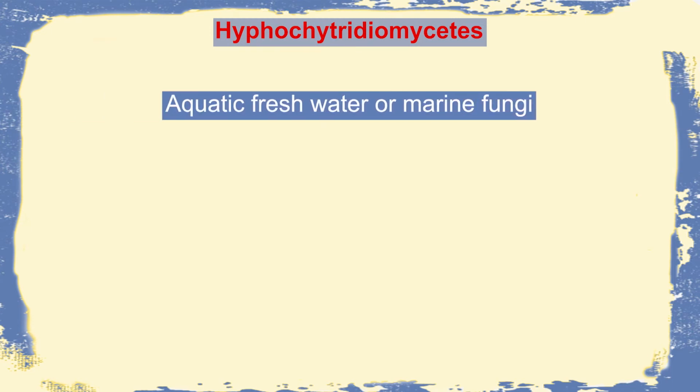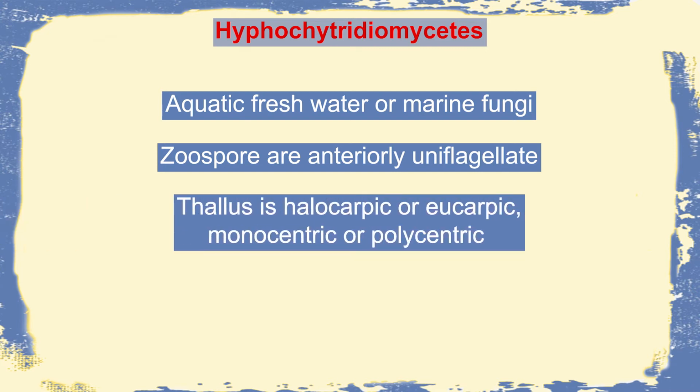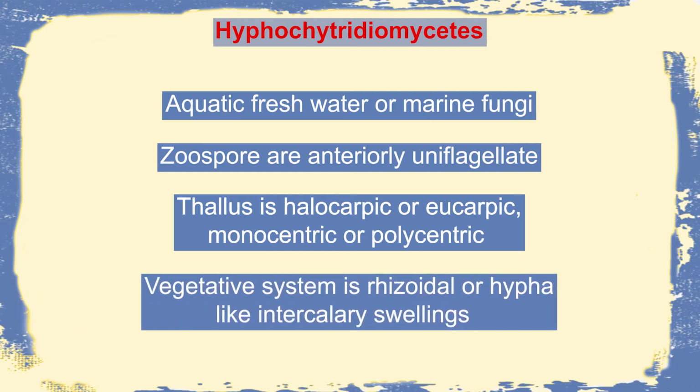They are different from Labyrinthulo because they may be freshwater and marine both, and they have zoospores with only one anterior flagellum. The thallus is holocarpic or eucarpic, meaning the entire plant body will act as a reproductive structure, or part of the plant body will produce the reproductive structure. They can be monocentric or polycentric, and the vegetative structure has some unique rhizoidal hyphae which actually will help the plant body to survive by getting inside the substratum.